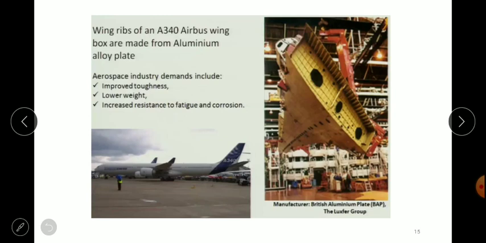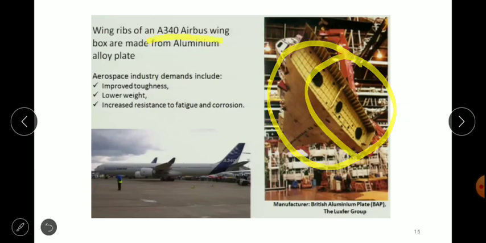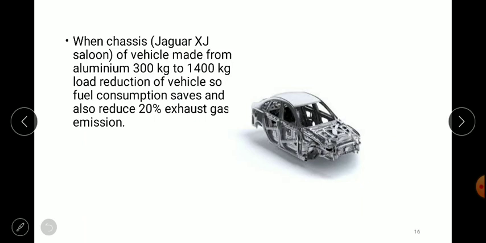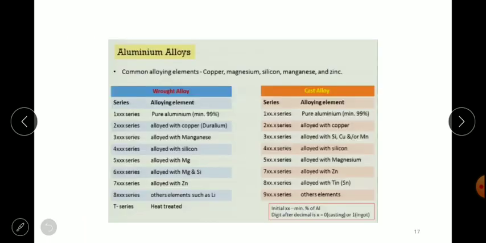One example of an aluminium alloy is shown here: the wing of an aeroplane, Airbus 340, which has improved toughness, lower weight, and increased resistance to fatigue and corrosion, as shown in the figure. Another example, Jaguar XJ Saloon, which requires lower weight, so a 300 to 400 kg load reduction of this vehicle was done, and it reduced emissions by 20%.